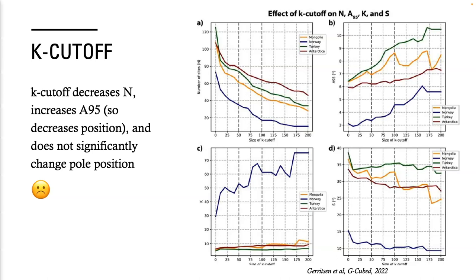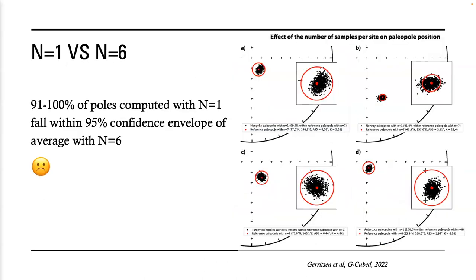If we do that, I'm not interested in a K value when I have a pole. I'm interested in A95. That has to be small. And if I apply K cutoffs, the pole position didn't change significantly. The only thing that I do is kick out data, so A95 increases. But it nowhere helped to improve the pole, not in precision, nor in location. It deteriorated precision.